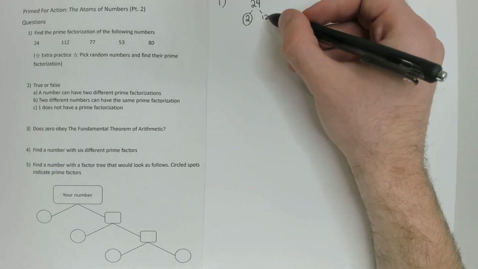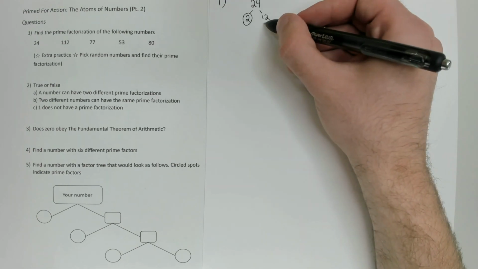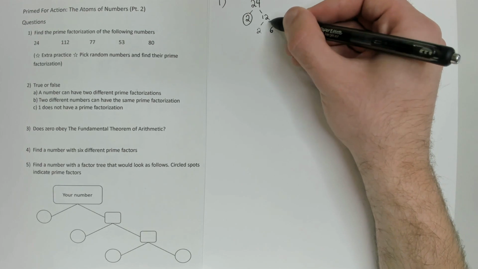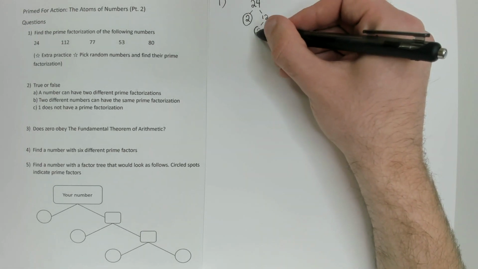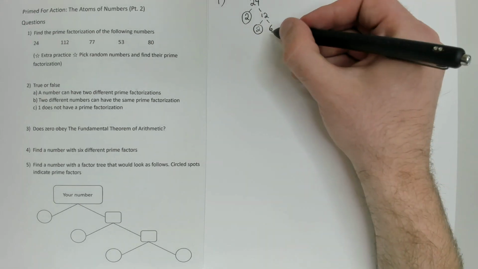So now let's keep going here. We have 12. So once again, can we pull out a 2? We sure can, because it's even. So I pull out a 2, and I get the pair 2 and 6, right? Because 2 times 6 gives me 12. So from this, I get that 2 is another factor of 24. And then I can just repeat this again.